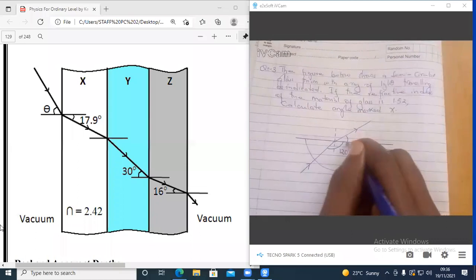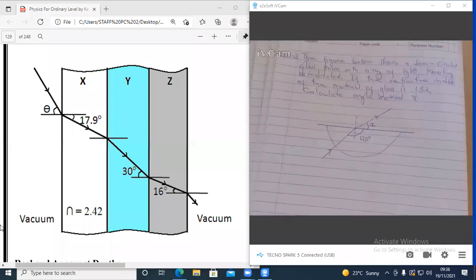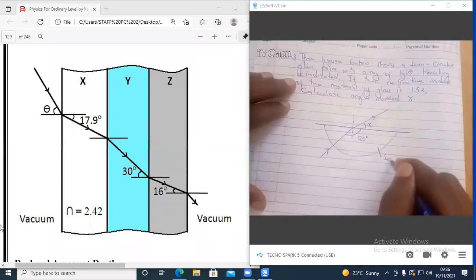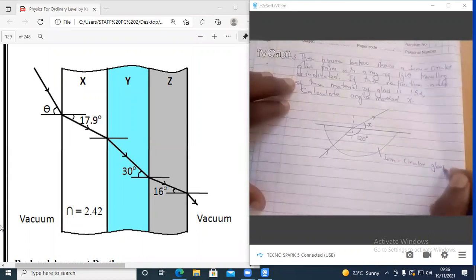Then this angle, I would have said, is X. This angle is X. Then this is the semicircular glass prism.